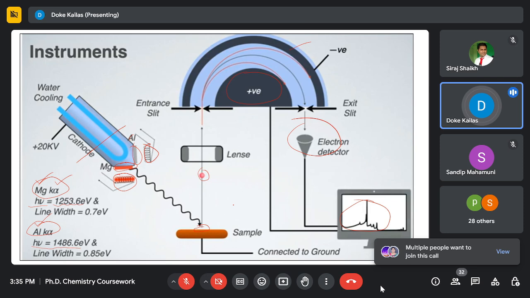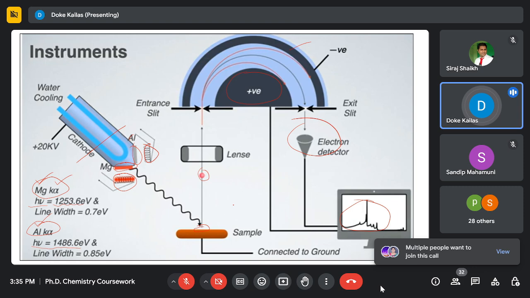The whole assembly, from this system to the electron detector system, is completely evacuated, and it should be created by ultra high vacuum. The reason is that whenever X-rays or electrons travel in any air medium, they collide with the nitrogen or oxygen gases present in the atmosphere, and they may lose their kinetic energy. And to detect properly, the system should be completely evacuated.